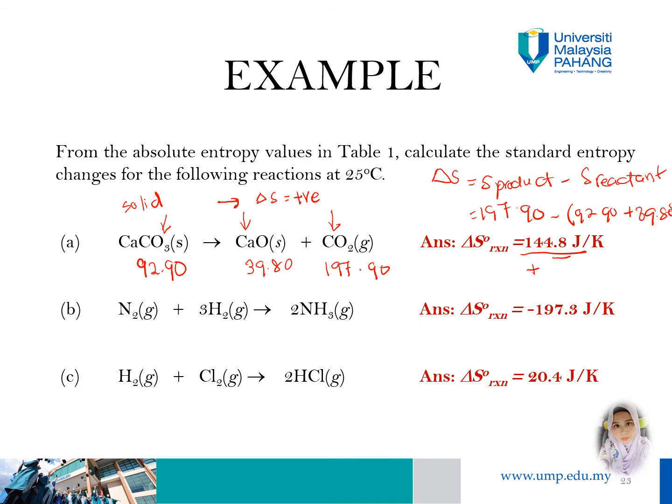Okay, while for this reaction, we can actually predict whether the delta S value is positive or negative. 1 mole of nitrogen gas reacts with 3 moles of hydrogen to produce 2 moles of ammonia. So it means that the number of moles decreases from 4 moles to 2 moles. This means that delta S becomes negative.